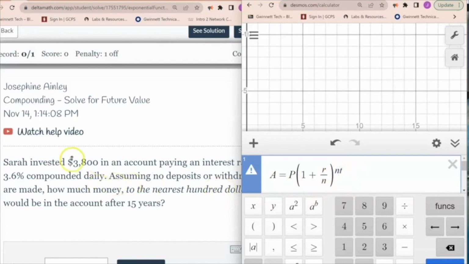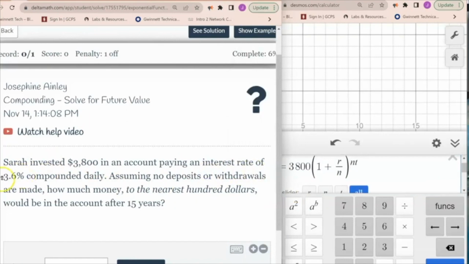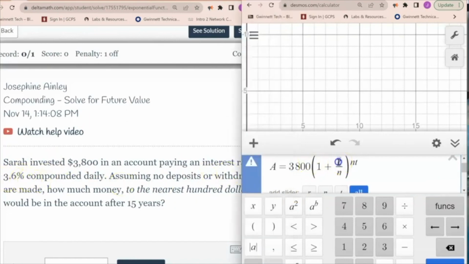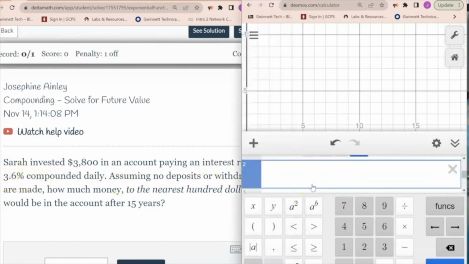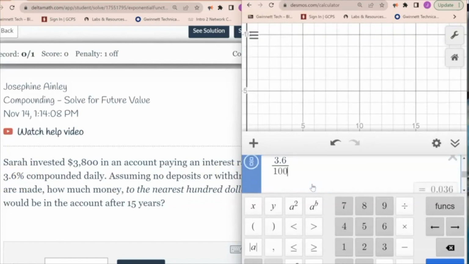So let's put in the numbers that we know. Sarah invested $3,800. That's the money she's putting in, that's your principal. In an account paying an interest rate of 3.6%. So that's my interest rate, that's my r. However, you cannot put a percent in there, so you must get rid of that percent. And how do you do that? You divide by 100. So that's 0.036.